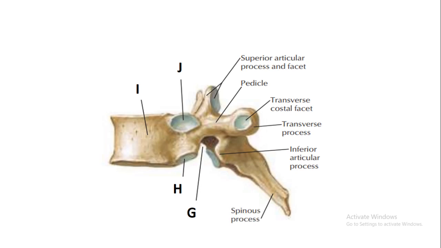So this one is just the spinous process. Okay, and then G is just the inferior vertebral notch. H is just the inferior costal facet. I is just the body, and lastly J is just the superior costal facet. So please make sure that you also know this diagram and be able to identify these parts.